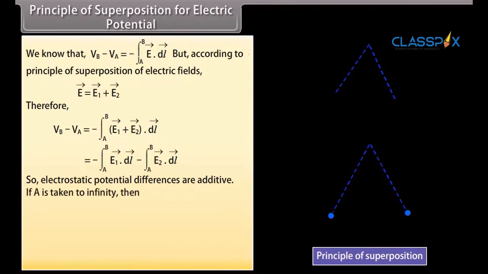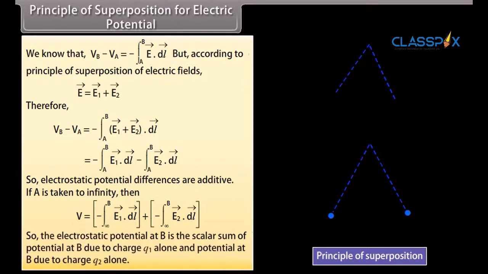If A is taken to infinity, then V is equal to the sum of minus integration from infinity to B of E1 vector dot dl vector and minus integration from infinity to B of E2 vector dot dl vector. So, the electrostatic potential at B is the scalar sum of potential at B due to charge Q1 alone and potential at B due to charge Q2 alone. This result is applicable for any number of charges.